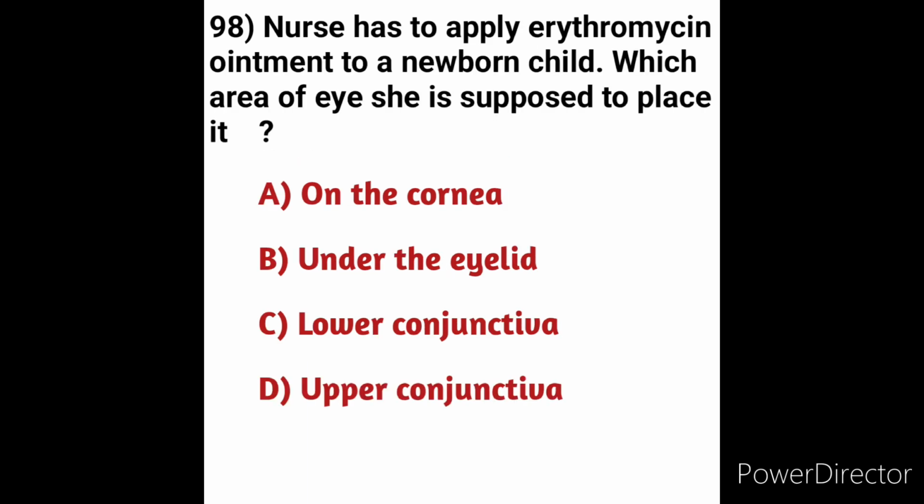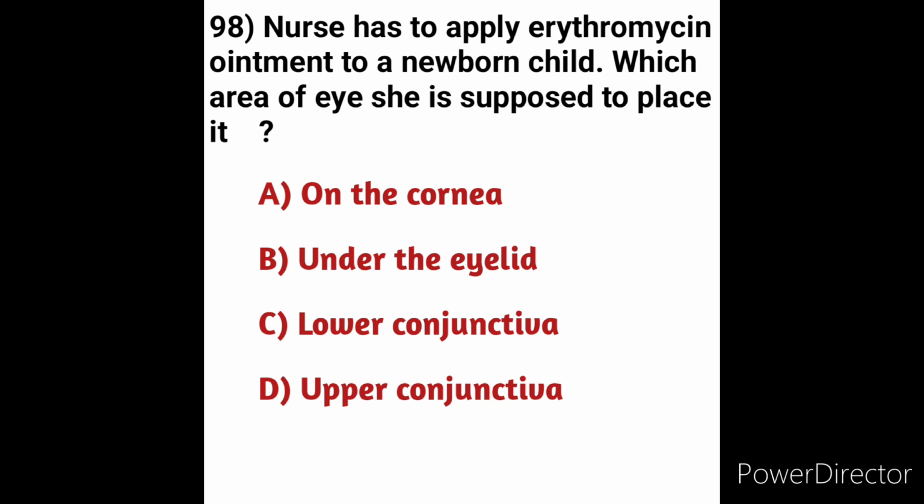A nurse has to apply erythromycin ointment to a newborn child. Which area of the eye is she supposed to place it? So here the nurse has to apply erythromycin ointment to a newborn child. Which area of the eye is the nurse supposed to place the erythromycin ointment? We will see the options here. Option A, on the cornea. Option B, under the eyelid. Option C, lower conjunctiva. Option D, upper conjunctiva.